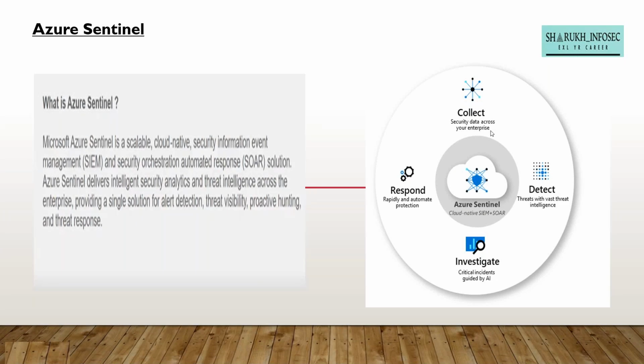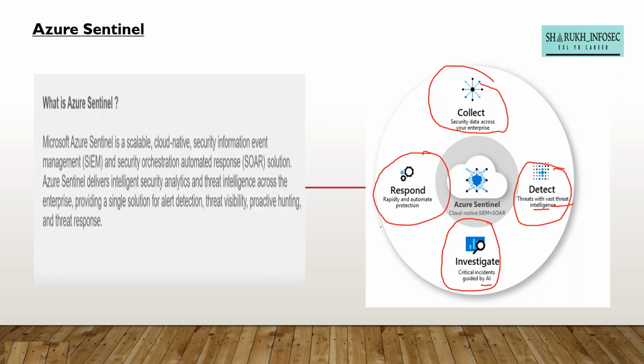Okay, so there are 4 phases to Sentinel. As you can see on my screen, first is collect data. It is going to collect a lot of data, all the data that you want to ingest into Sentinel. Then it can detect threats with use cases, and threat intelligence can also be integrated with Sentinel. Then it is going to investigate, and it can create incidents as well. If you want to use AI, that can also be used to create incidents, and then respond. In respond, we are going to use the SOAR part. SOAR capability is inbuilt.